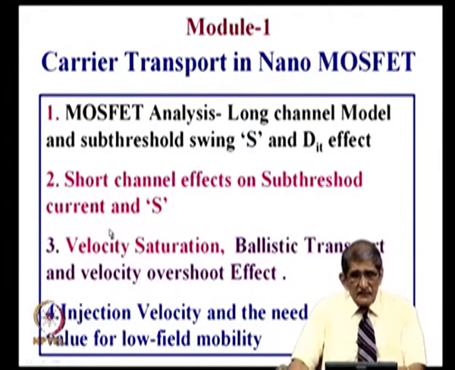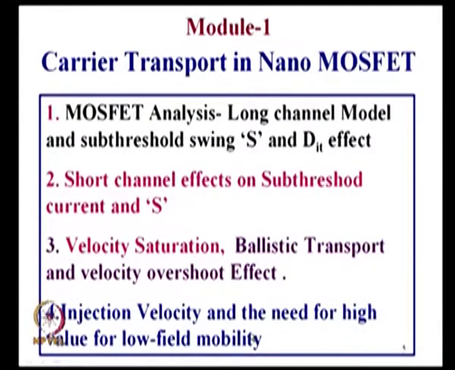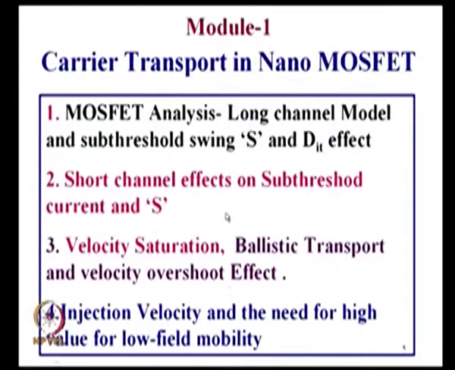Then we will go on to velocity saturation, ballistic transport and velocity overshoot effect, injection velocity and the need for a high value of low field mobility. Those are the things which we will cover. You will see that there is a bit of overlap in this particular module, but when we go to the next, these are required. So, I am just quickly running through this. Today it will be mostly some of these things. I will not be able to cover the entire thing today. This will be covered in 2-3 lectures.